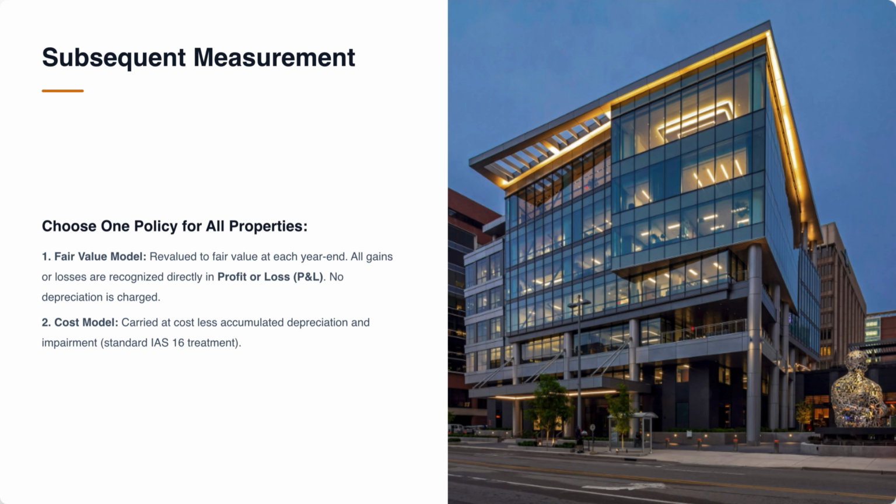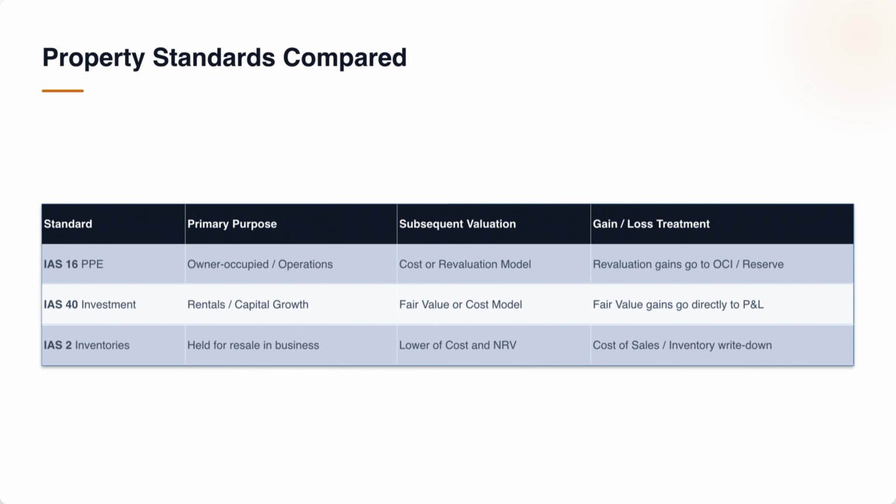Option 2. The cost model. Under the cost model, the property is carried at cost less accumulated depreciation and any impairment losses, following the standard treatment under IAS 16. Note that whichever policy a company chooses, it must apply that policy consistently to all of its investment properties. To make sure you never confuse these standards in an exam, let's review this comparison table.